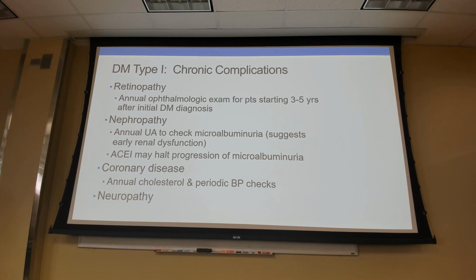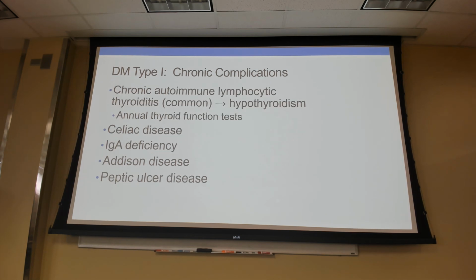And then coronary artery disease, so your annual cholesterol that they will get. If they didn't have diabetes, when would we get that cholesterol check? 9 to 11, and when's your second time? 17 to 21. Yep. So if they do have diabetes, they are getting it annually. And then neuropathy, so same with the foot checks that you would do at any time.